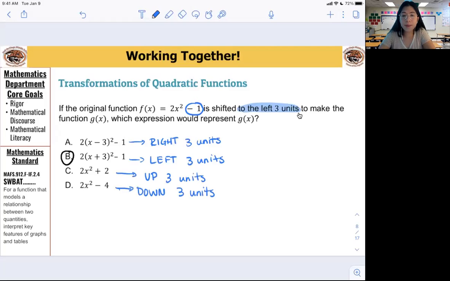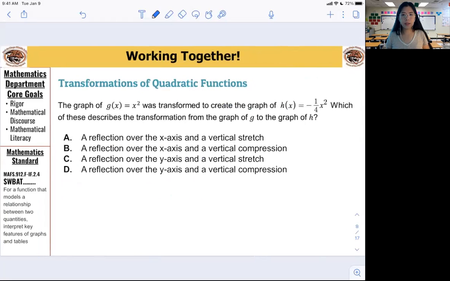So the biggest thing to remember is that inside of the parentheses goes right and left. If you're going to the left, you're going to have a plus sign. If you're going to the right, you're going to have a minus sign. So we'll review. I think I have one more question about this, but does anyone have any questions about it? Okay. I think I have one more.